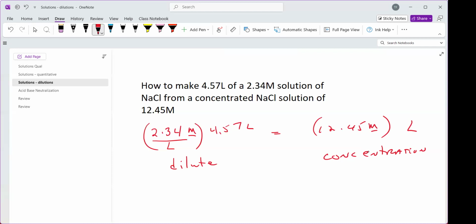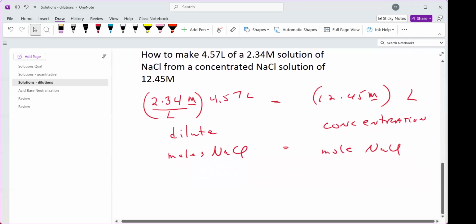Okay. So what we're talking about here is now moles sodium chloride equals moles sodium chloride. So the moles haven't changed. Solvent volume has changed. Okay, is everyone okay how I got this up here? Concentration times volume equals concentration times volume. We don't know the concentration of the concentrated stuff yet. We're going to calculate it. Okay, so we're going to solve for liters.